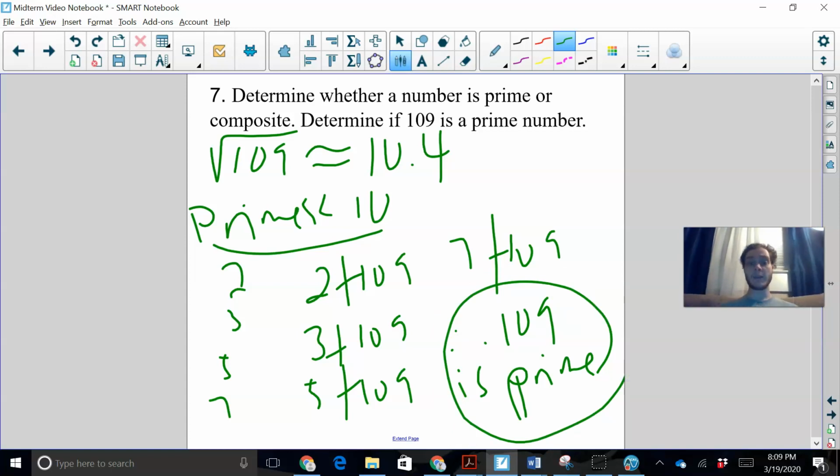So, how did I determine if it was prime or not? Well, I took the square root of it, and I looked at that approximation. The primes less than that are the ones I need to check the divisibility for. Less than 10, the primes are 2, 3, 5, and 7. So we check all 4 of those. Because they all failed the divisibility test, the number is prime.